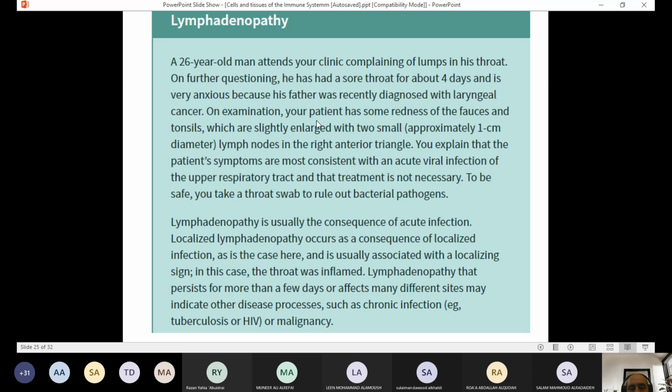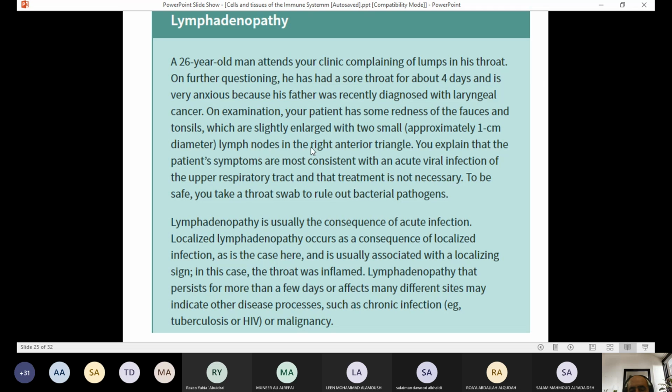On examination, your patient has some redness of the fauces and tonsils, which are slightly enlarged, with two small lymph nodes approximately 1 centimeter in diameter, and enlargement of the lymph nodes.